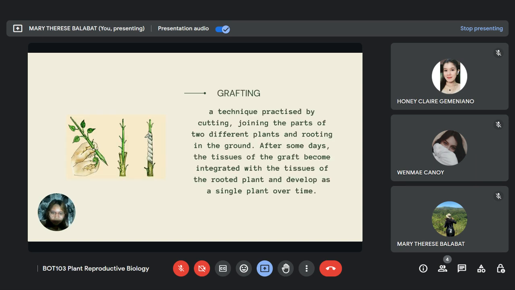Grafting is a technique practiced by cutting, joining the parts of two different plants and rooting in the ground. After some days, the tissues of the graft become integrated with the tissues of the rooted plant and develop as a single plant over time. Shown in the illustration is how to do the grafting. First is choosing a shoot from another species of plant and then transferring it to another species of plant, and then tying it.